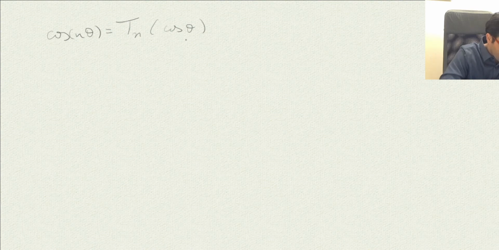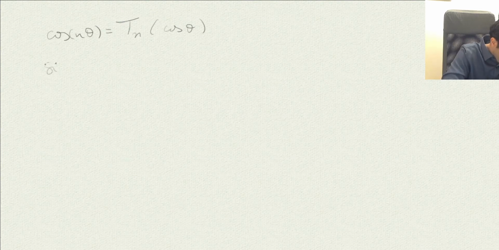Actually, anyone who played with trigonometric identities knows that cosine of n theta can be written as a polynomial in cosine theta. And in fact, there's a name for those polynomials. Those are the Chebyshev polynomials. So we can write cosine n theta as a polynomial, as powers of the cosine theta. This is called the Chebyshev polynomial.